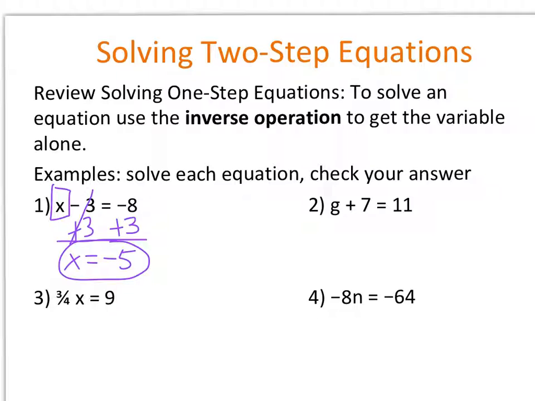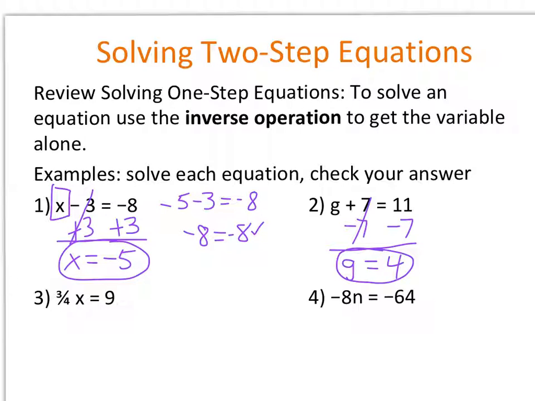If I wanted to, I could check my answer. We would substitute negative 5 in for x, and I'd have negative 5 minus 3 equals negative 8. Negative 5 minus 3 is negative 8, and that does equal negative 8. So my solution checks. Okay, number 2, g plus 7 equals 11. So opposite of adding 7 is to subtract 7. So g equals 4.